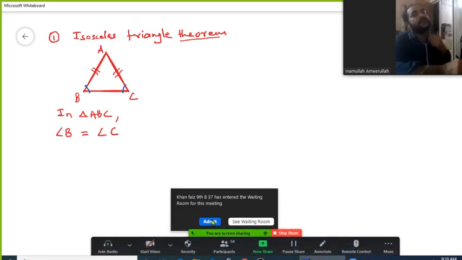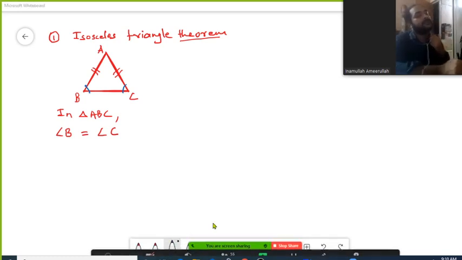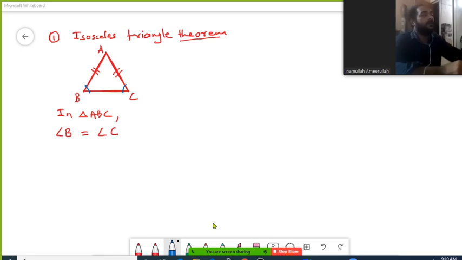And what is the converse of the isosceles triangle theorem? Here, if AB is equal with AC, then it makes triangle ABC an isosceles triangle. So in that case, if these two sides are equal, you can say these two angles are also equal. This is called the theorem on isosceles triangle, and we have a converse of this theorem.